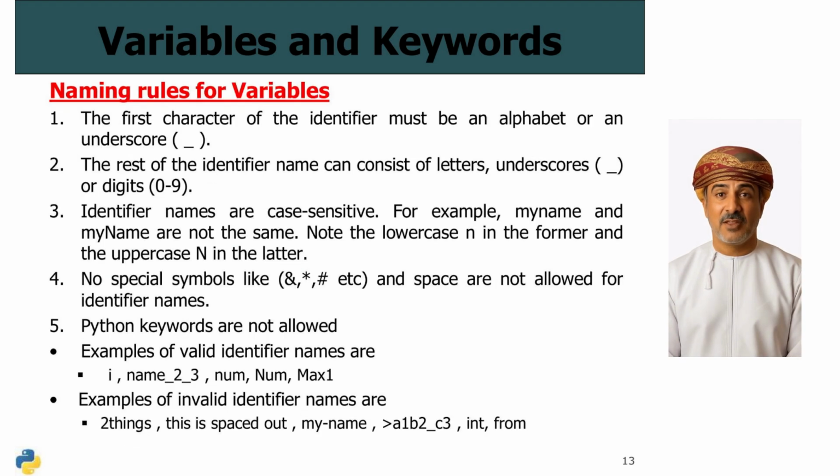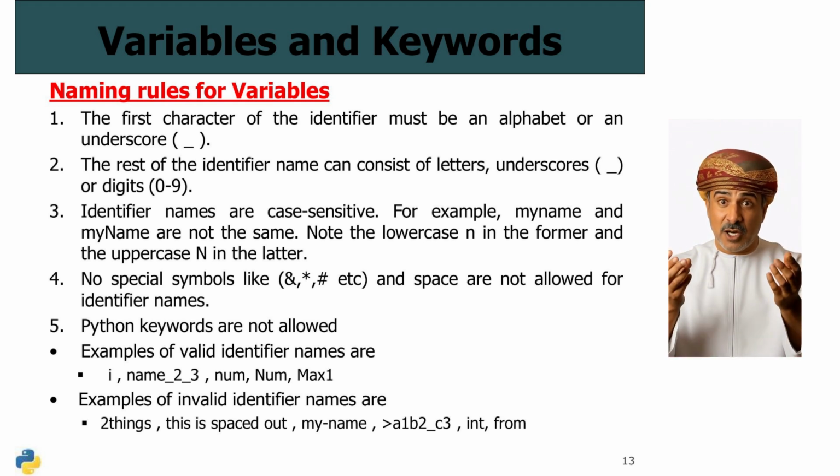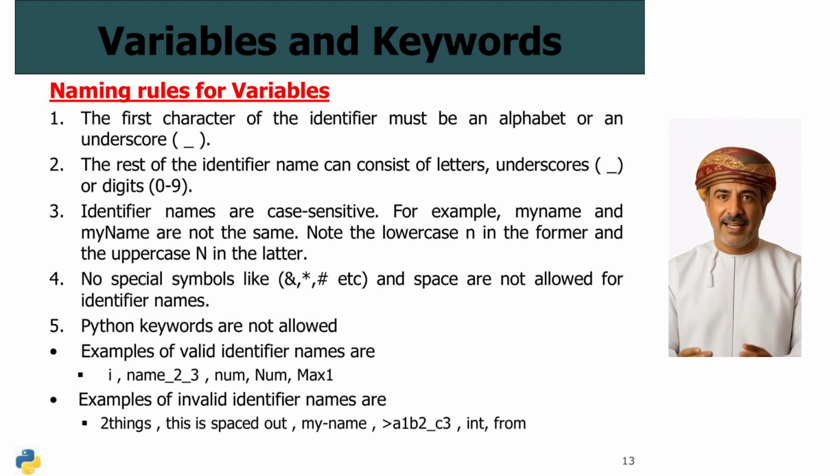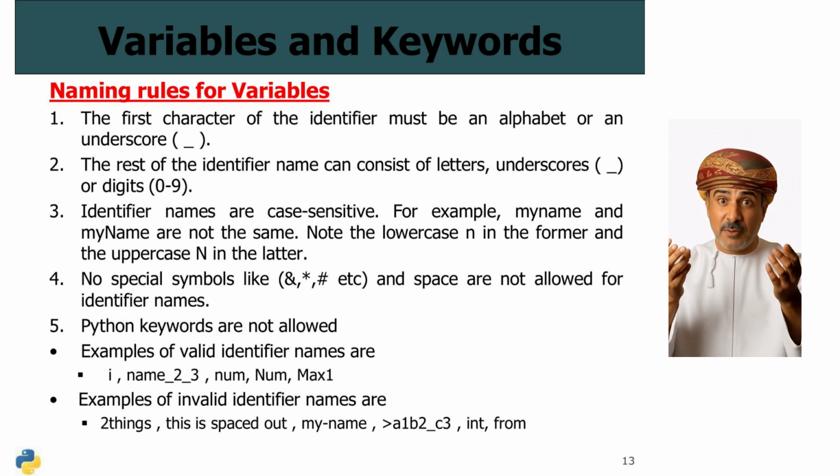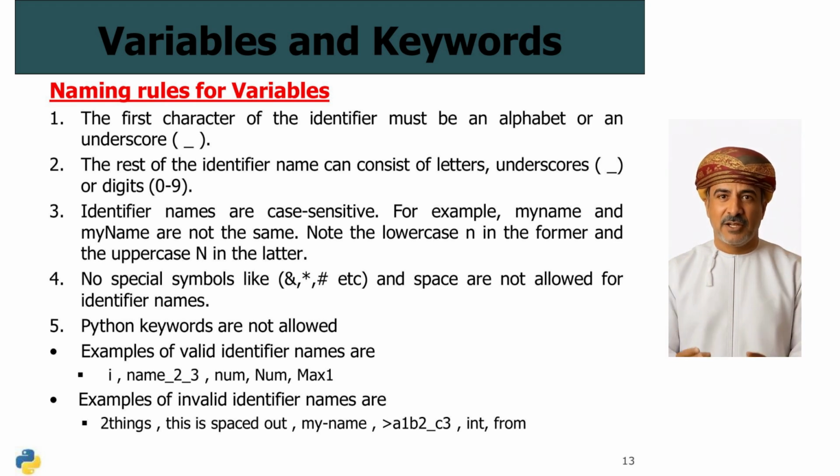Variable names in Python must start with a letter or underscore, followed by letters, digits, or underscores. They are case-sensitive, so myName and myname differ. Special symbols and spaces are prohibited. Keywords like int and from cannot be used as identifiers. Valid examples include i, name_2_3, and max1.